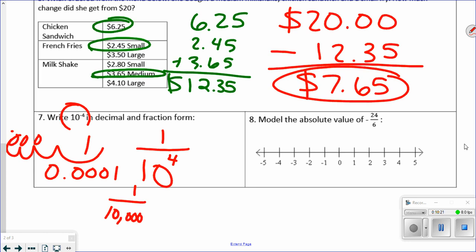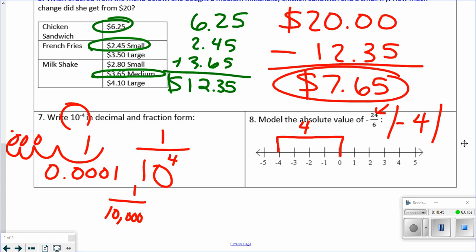Okay. And lastly, find or model the absolute value of negative 24 divided by 6. So first we actually have to divide that. Negative 24 divided by 6 is negative 4. So what's the absolute value of negative 4? Well, we start at negative 4, and the definition of absolute value is the distance the number is from 0. So it is 4 away from 0.